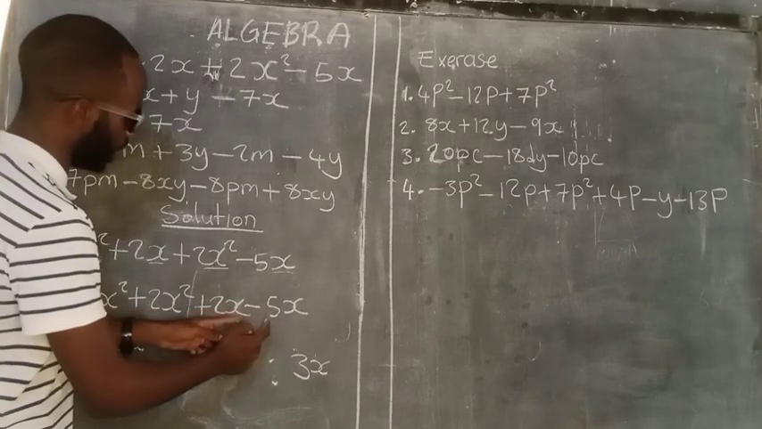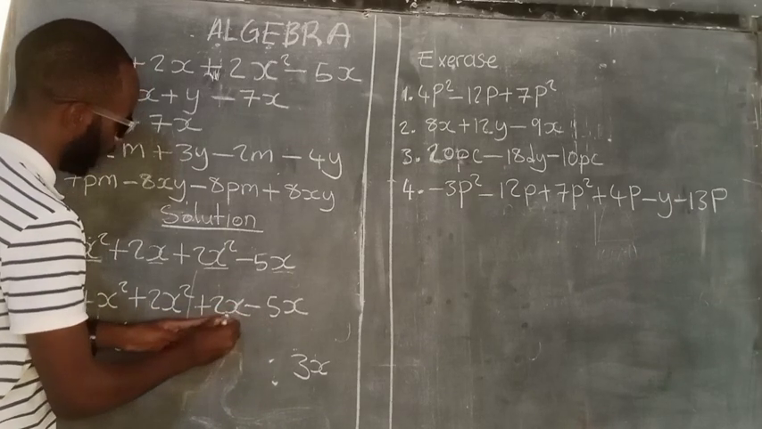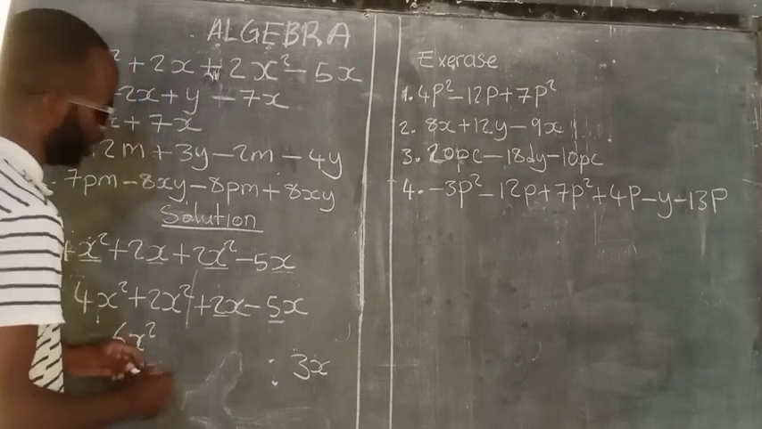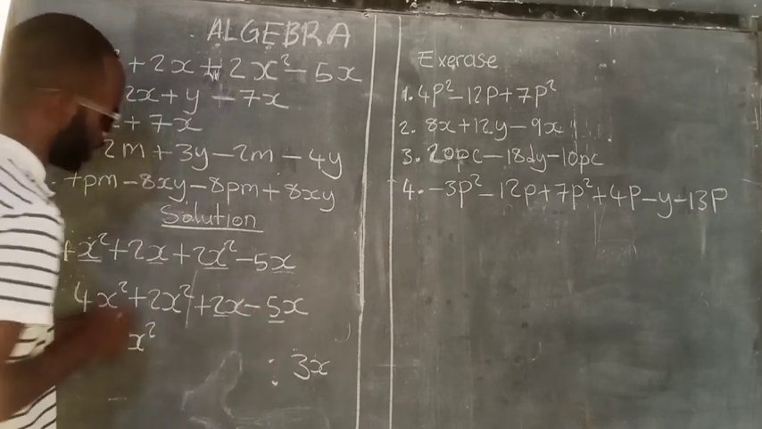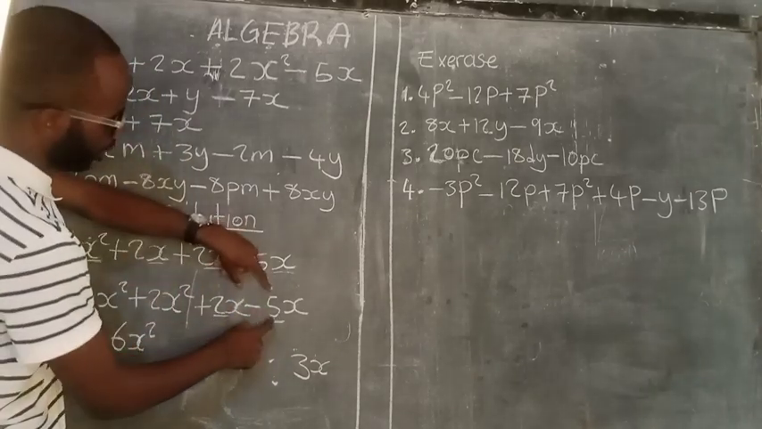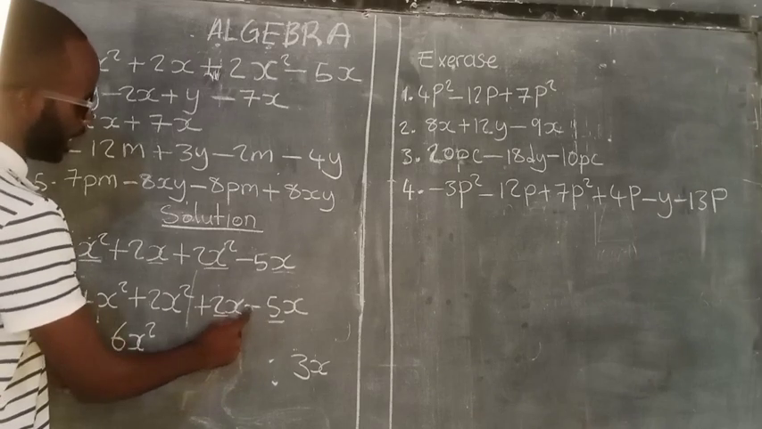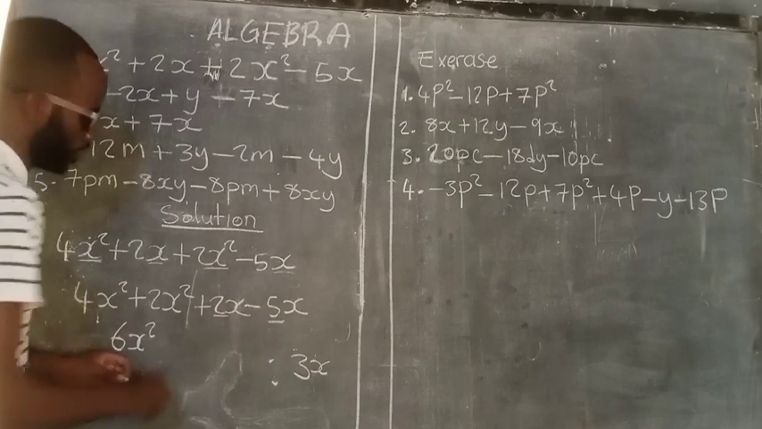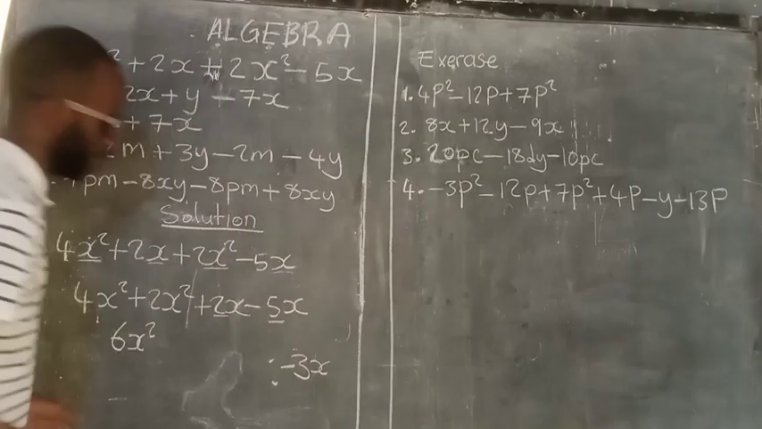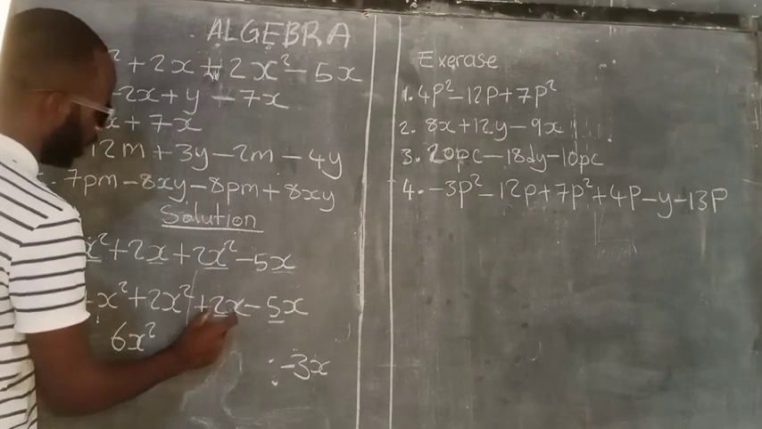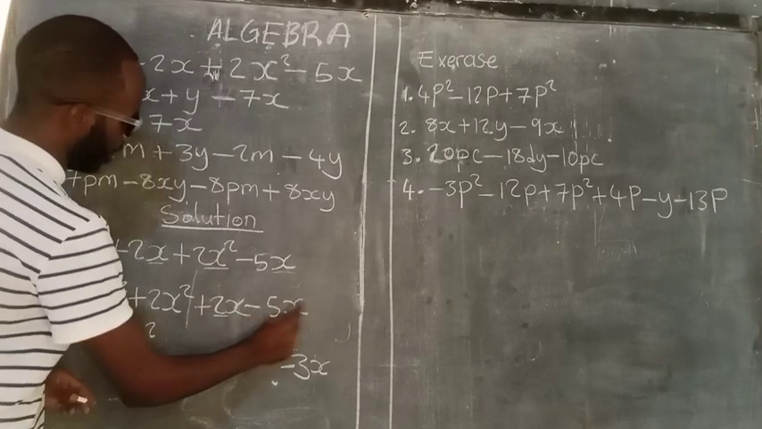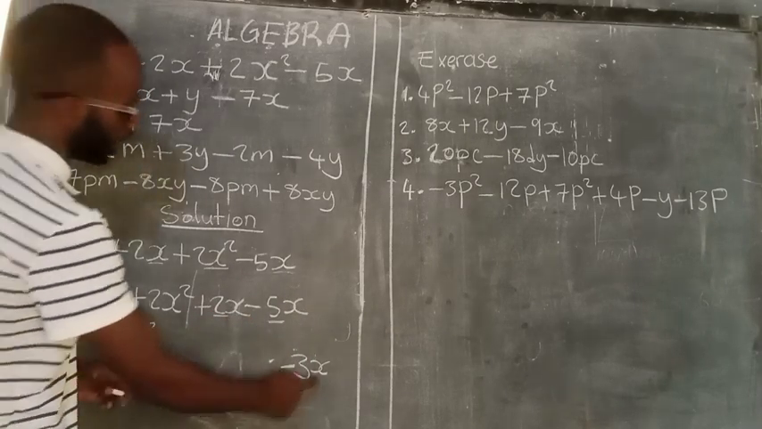But by the rules of integers, you are supposed to look at the number which is big. Between 5 and 2, which one is big? It's definitely 5. And 5 has a negative sign in front. So the answer will also have a negative. So here, positive 2x minus 5x, the answer is negative 3x.